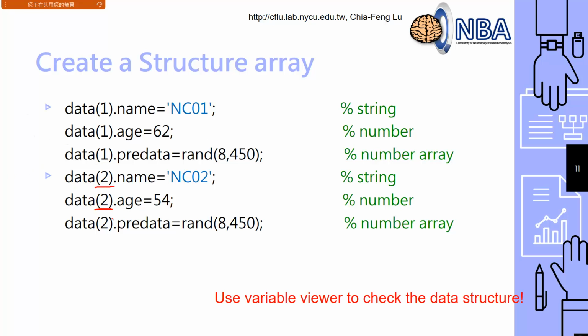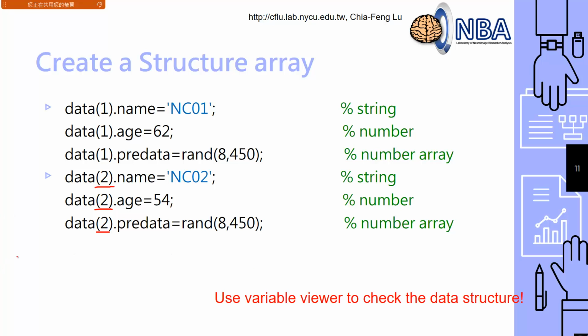This is very important. Without this, MATLAB will overwrite the very first subject's data because you didn't assign the position. You didn't say this is the second subject. So if you always go for data dot name equals something, MATLAB will always replace the data for the very first patient, or very first subject.